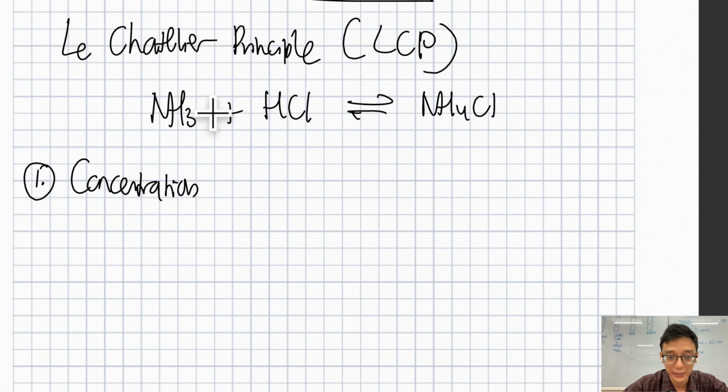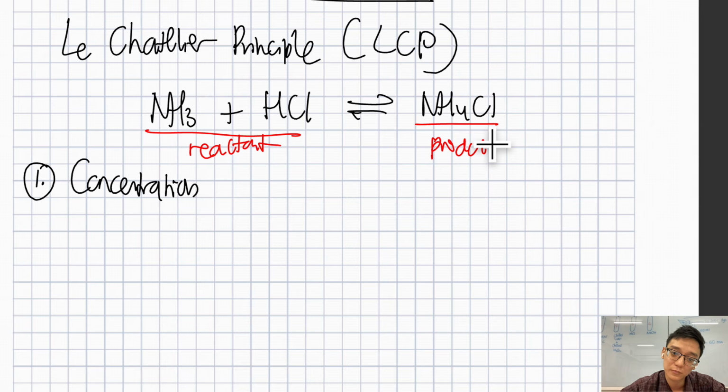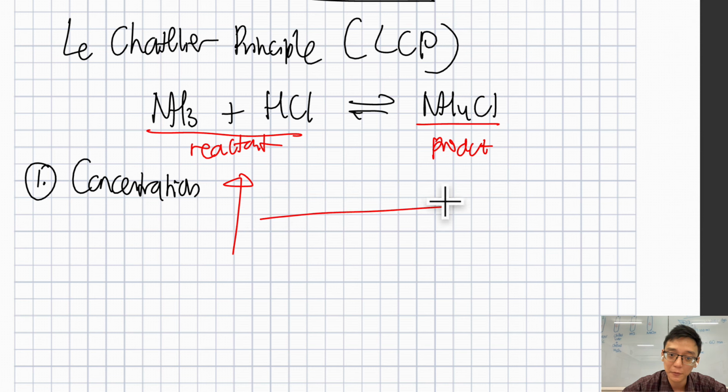So for example, imagine that this is the reactant, this is the product. If you increase the number of reactant, you add more materials, then logically the number of products will also be more, right? So if you increase reactant, then we will get more products. So the products will be produced more.